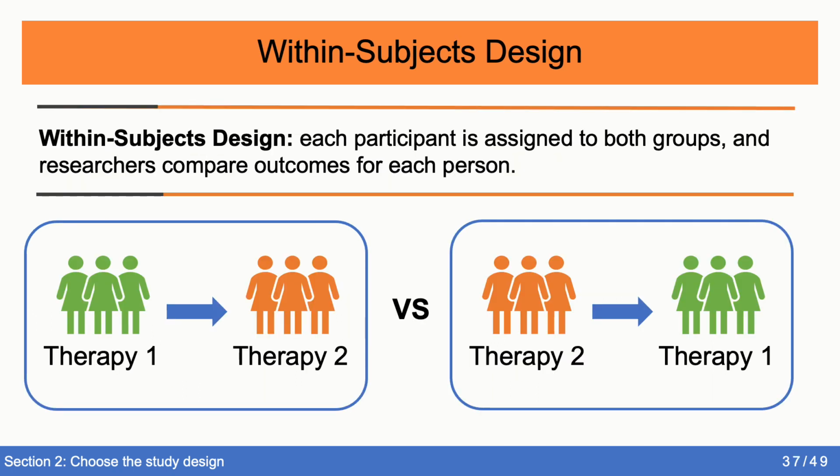A within subjects design is when each participant is assigned to both groups and researchers compare outcomes for each person. For example, participants might be assigned to do therapies in different orders, and then researchers compare the outcomes. The order is switched to make sure that the change wasn't because of a timing-related variable, like the child's age or the order of the therapies. Researchers usually compare 2 therapies when they do a within subjects design, instead of using one therapy and a control group.